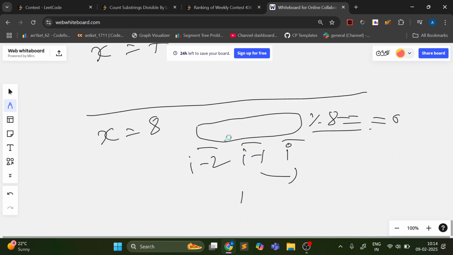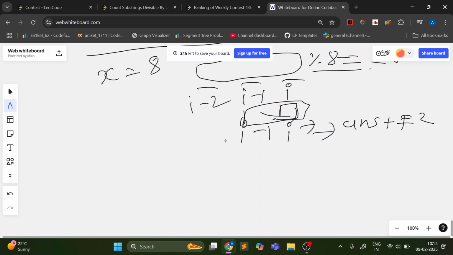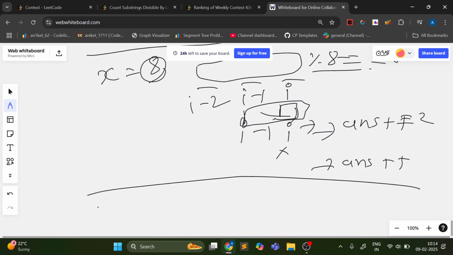If it is not, then we check i minus 1 comma i, and add to the answer: answer plus equal to 2 if this is divisible. That means one would be this substring, the other would be the whole two length substring. And if this is also false, then the answer would just increase by 1. That is the substring starting and ending at index i. Last is when x is equal to 9.